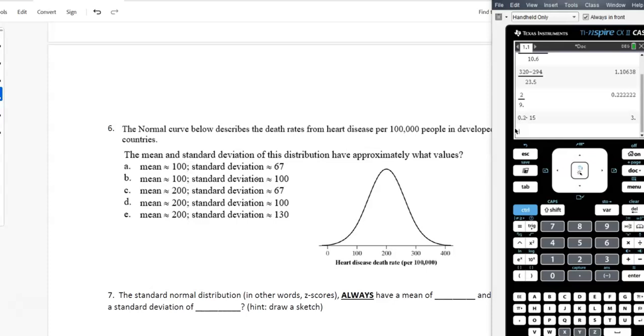Okay, the mean and standard deviation are approximately what? So right away you can see the mean is definitely 200. So I think we can cross out A and B. It's not one of those guys.